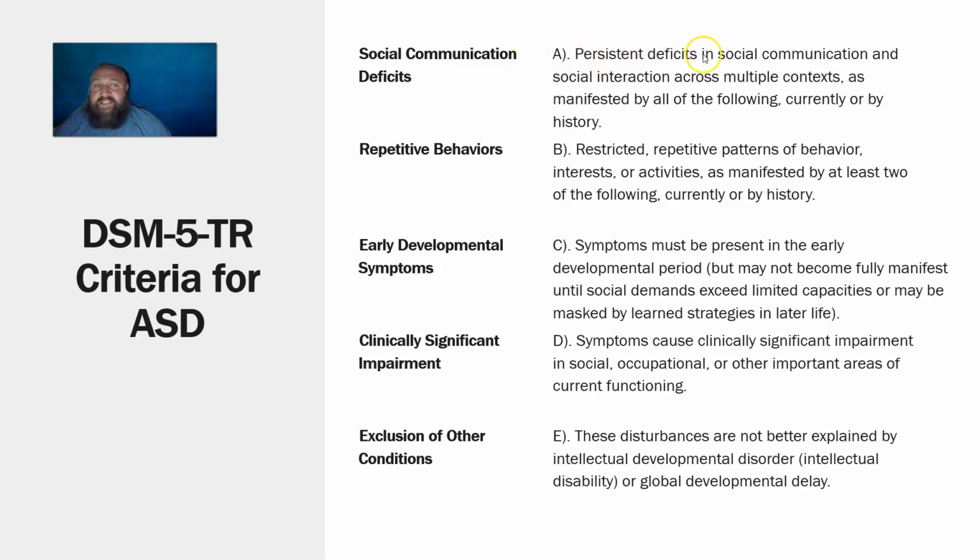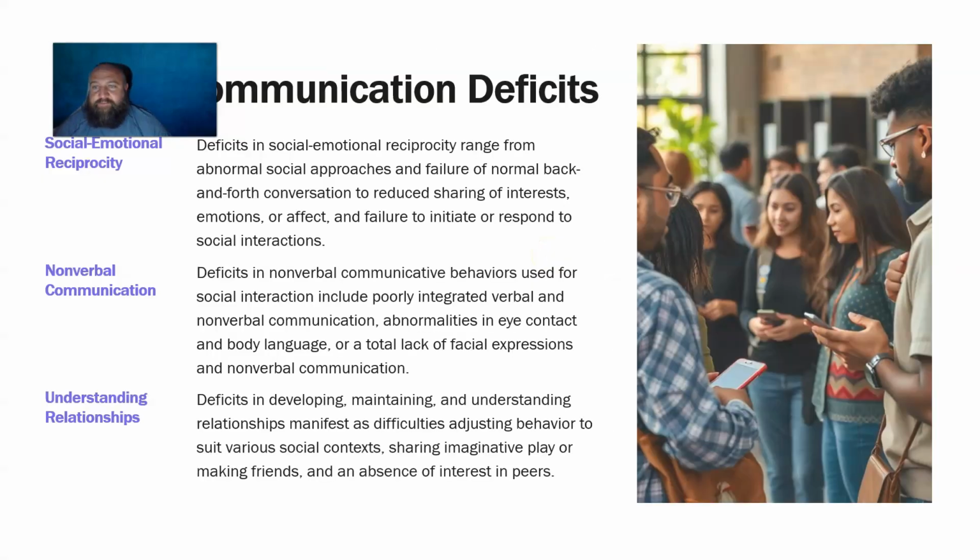These are persistent deficits in social communication and social interaction across multiple contexts, as manifested by all of the following, currently or by history. You're thinking, well, what's all the following? All the following like what's listed on the slide? No. I'm going to go to the next slide here.